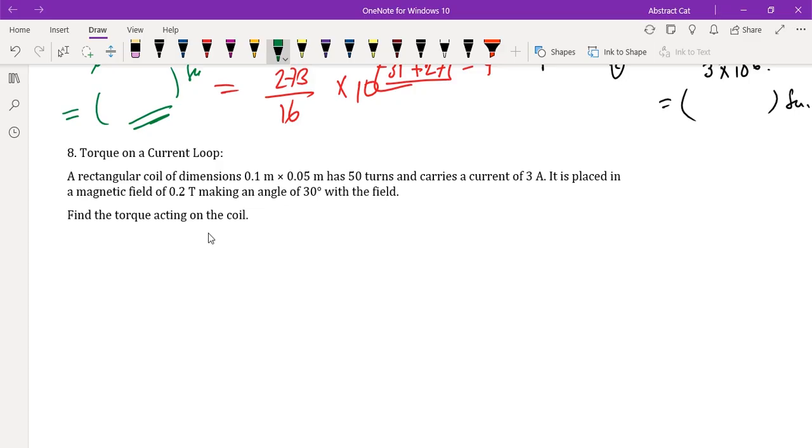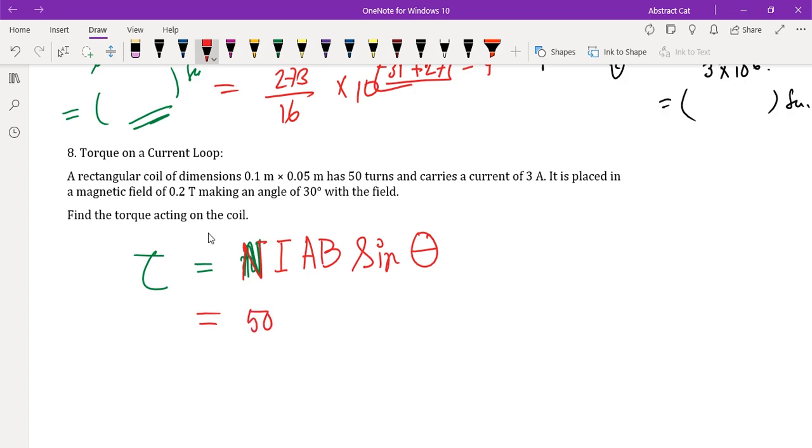From the moving coil galvanometer, torque tau equals N I A B sin theta, where N is the number of turns, I the current, A the cross-section area, and B the magnetic field. Here N is given as 50 turns, current is 3 ampere, the cross-section area is 0.1 times 0.05, the magnetic field is 0.2 Tesla, and sin theta is 1 by 2.